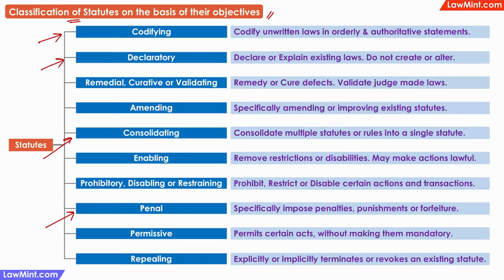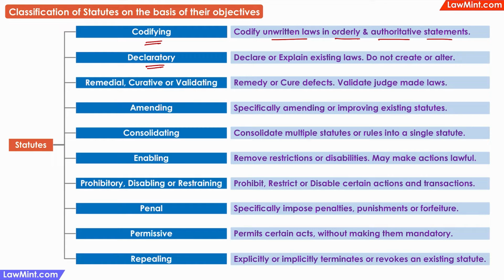So most statutes will not neatly fit into any single category. They will come under multiple categories depending on the context. Codifying statutes codify unwritten laws in orderly and authoritative statements. For example, there were several customs and traditions that were historically being followed by various communities and groups of businessmen. If anyone broke such customs, then that person would be punished by banning him or her from trading with anyone else in that group. Now the Contract Act codified many such customs and traditions into an orderly and authoritative document.